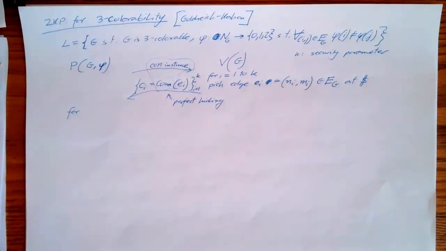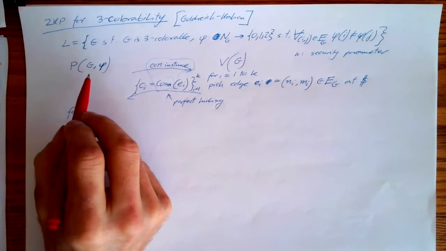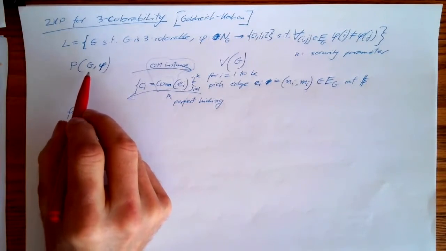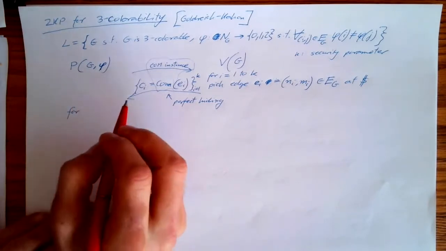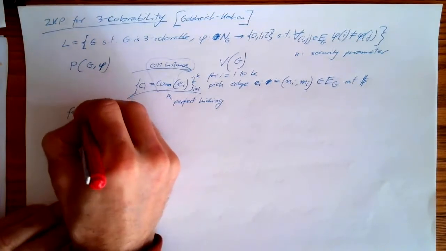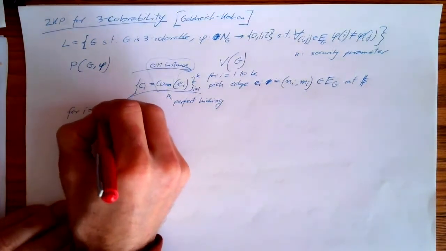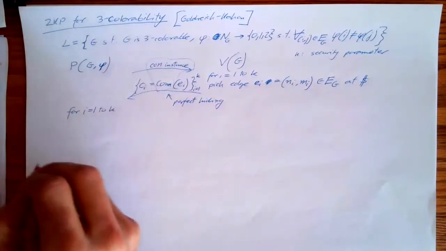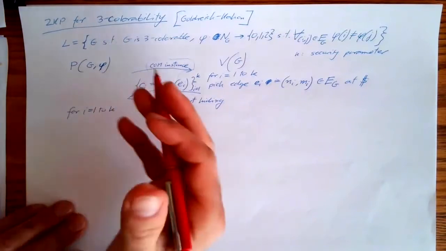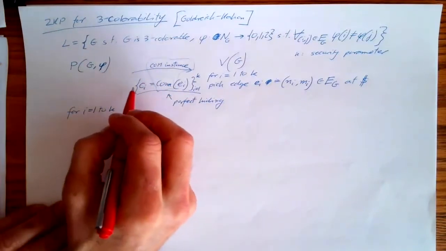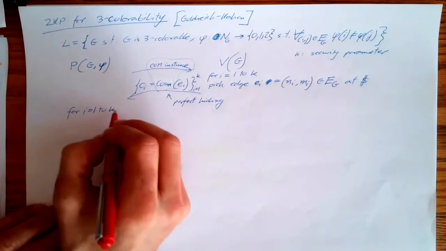Okay, hold on a second, I'm blanking. He picks a random coloring, so k random colorings. Again, for i equal 1 to k, the prover so far sends a commitment instance and gets these commitments, doesn't do anything with them, but keeps them.